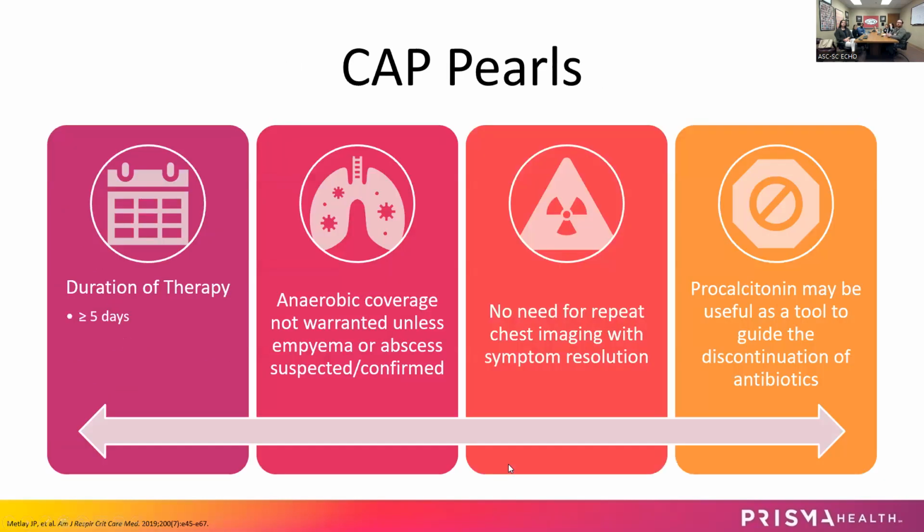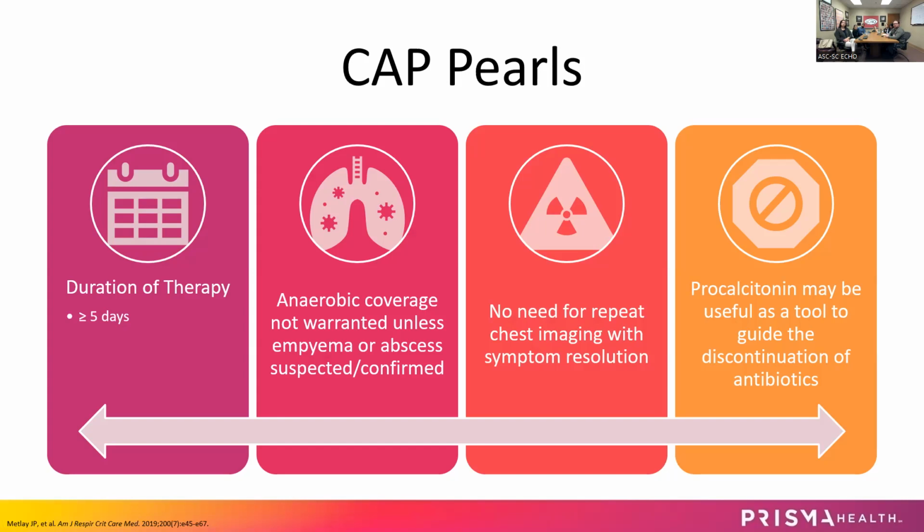So just to summarize what we talked about and also to touch on some other points, the guidelines recommend at least 5 days of therapy for community-acquired pneumonia. I say at least, meaning that if your patient has symptom resolution, they're satting fine on room air, you can stop at 5 days. But if they have lingering symptoms, obviously you can extend that out depending on their clinical course. Anaerobic coverage is a huge talk.